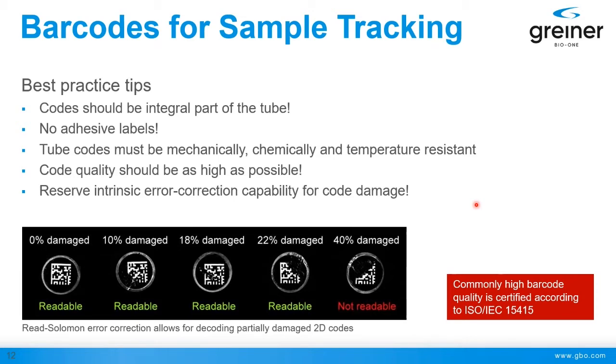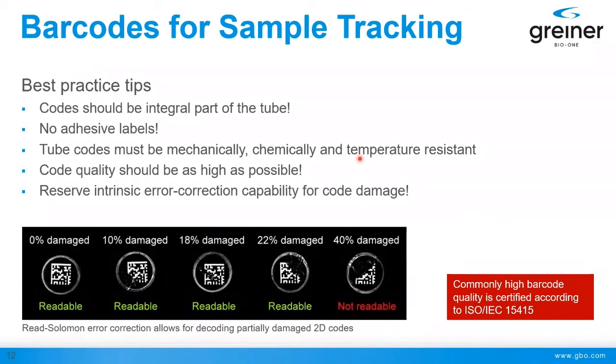Codes should be an integral part of the tube or plate. They should not be applied by adhesive labels. Adhesive labels at first glance are not a bad solution, but after years of use in the field, problems have really been reported. They are just not as durable over a long period of time or at very low temperatures. Think about the mechanical, chemical and temperature resistance you require, and then make a good choice.